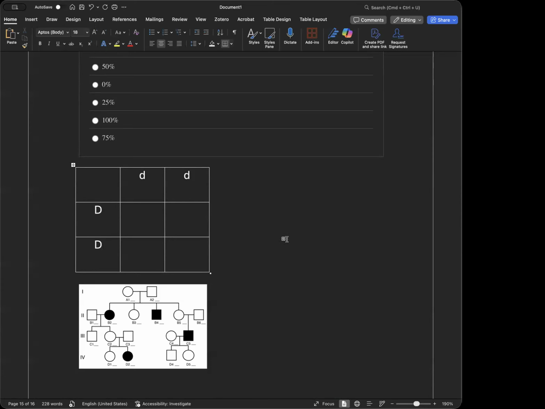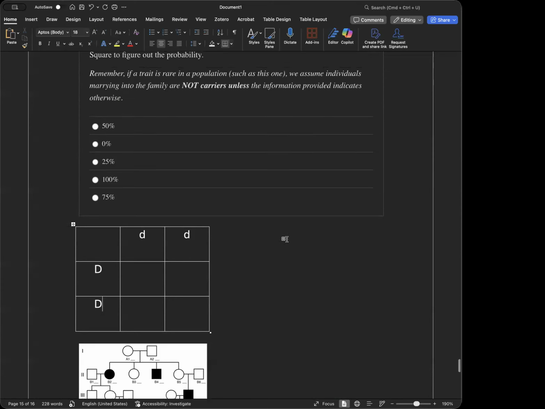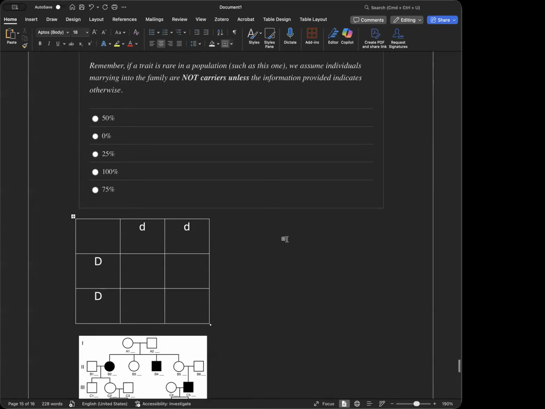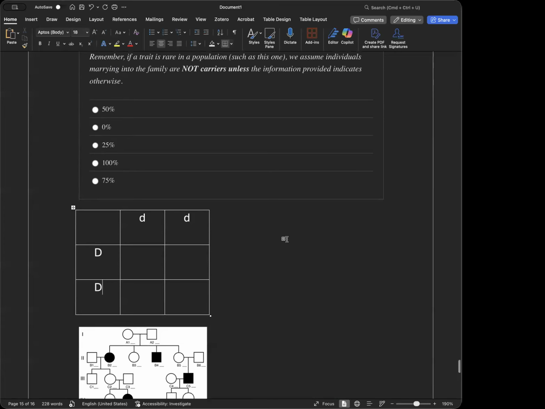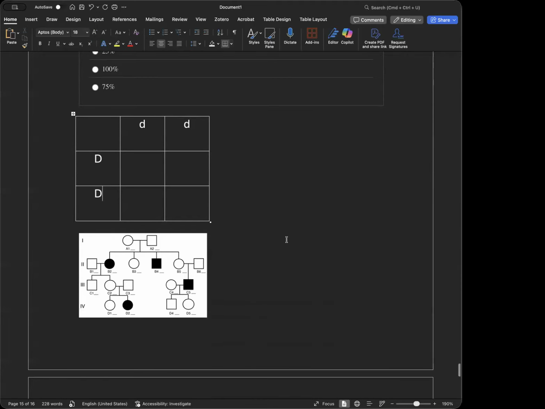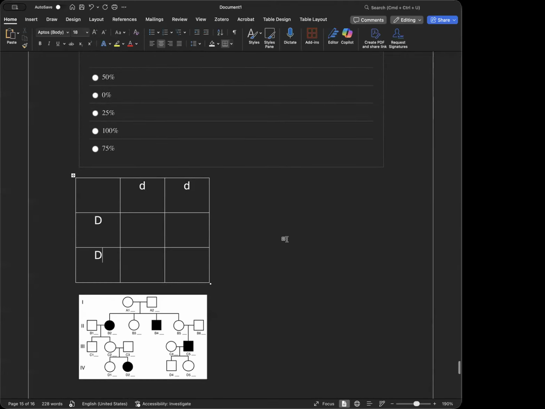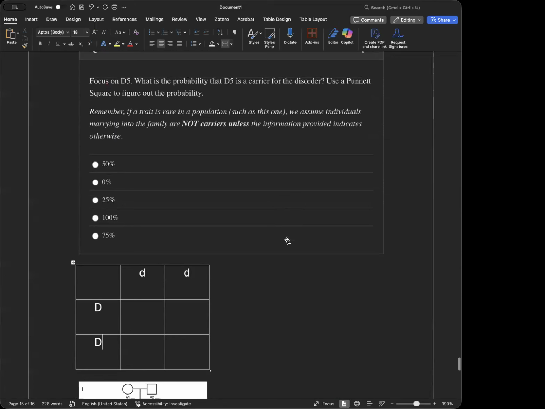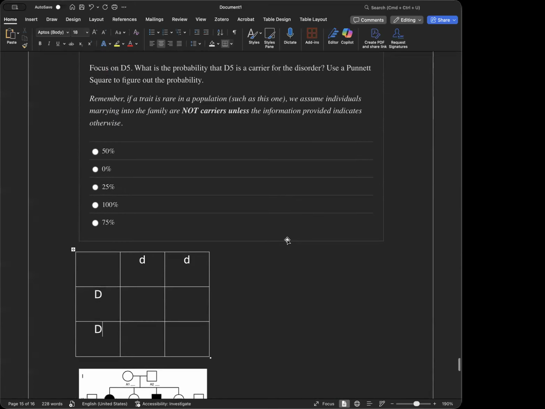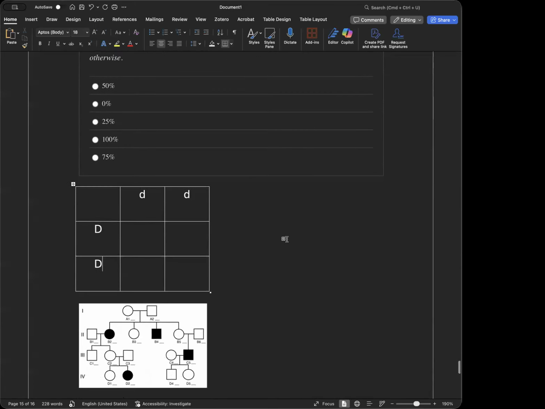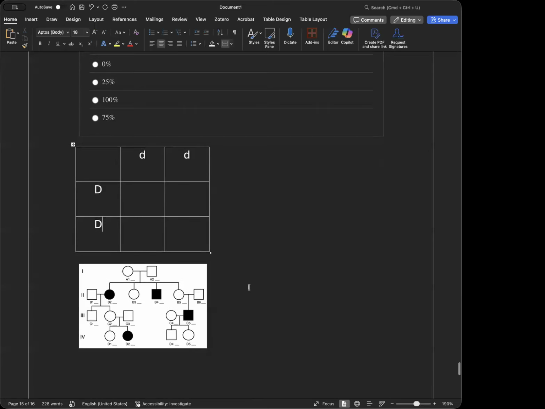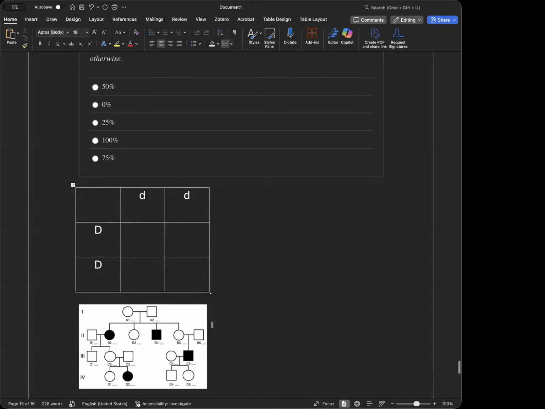So then if we were to do the Punnett square out, we would be able to find the percentage of individuals that are carriers. I'm sorry, the probability that D5 is a carrier for the disorder. So filling out this Punnett square will determine what the percentage is of D5 being a carrier.